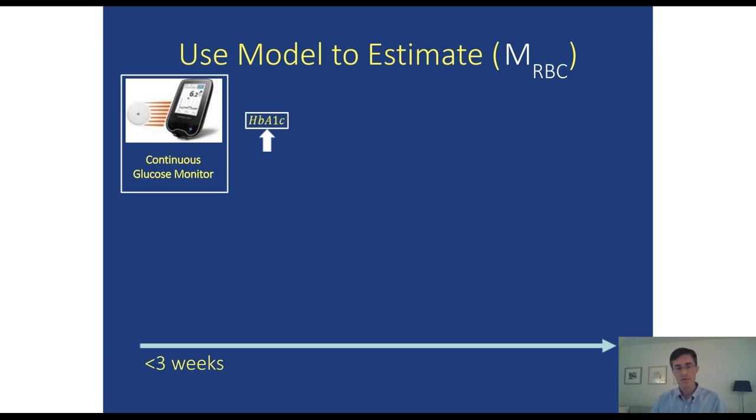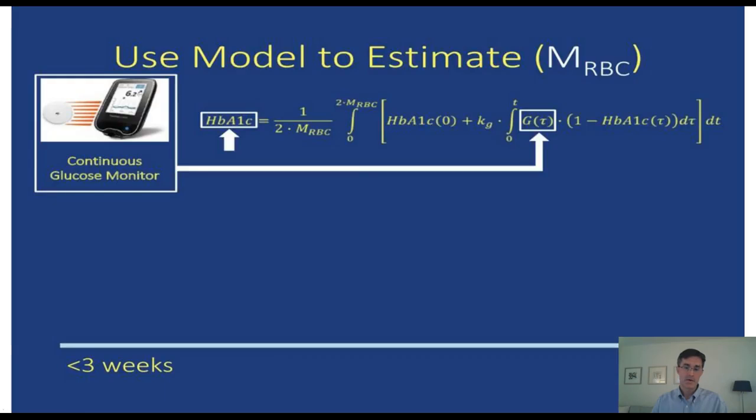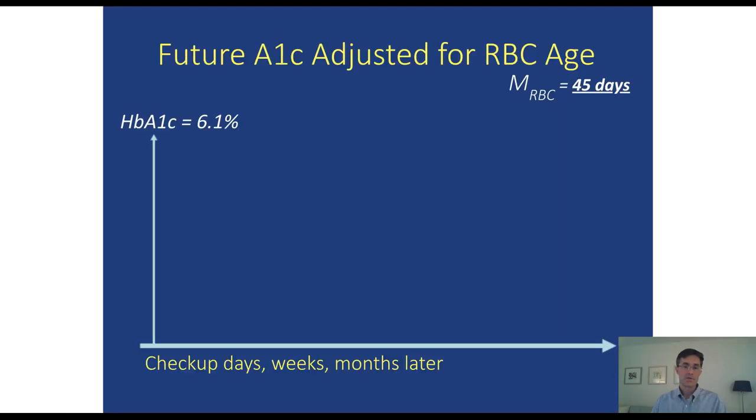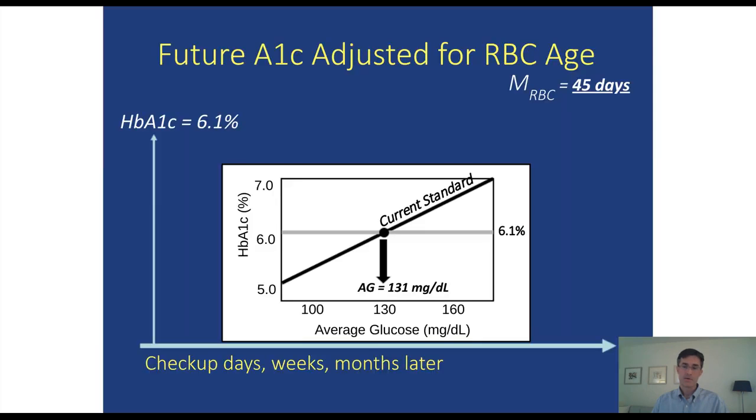So here's how this might work: a patient would wear a continuous glucose monitor for some period of time to measure a glucose time series, measure an A1c, and then we could plug the glucose data and the A1c into this equation and use the model to estimate the patient's mean red blood cell age. Then in the future, when the patient is no longer using a continuous glucose monitor and the patient has an A1c measured, we can then use the model in the reverse direction.